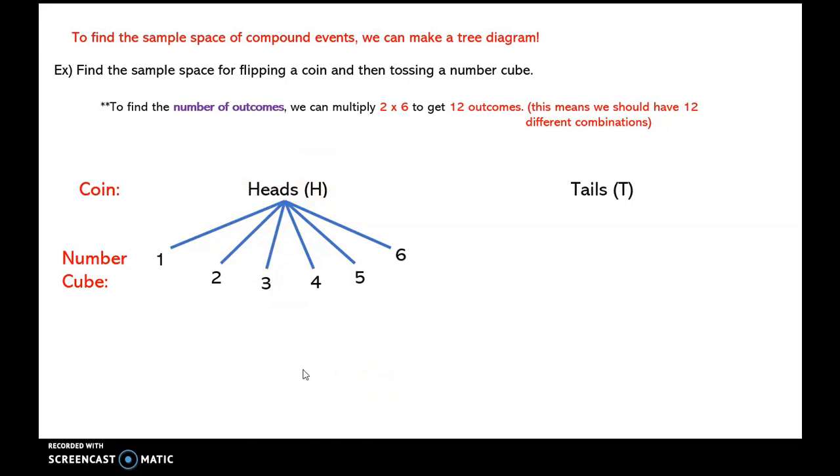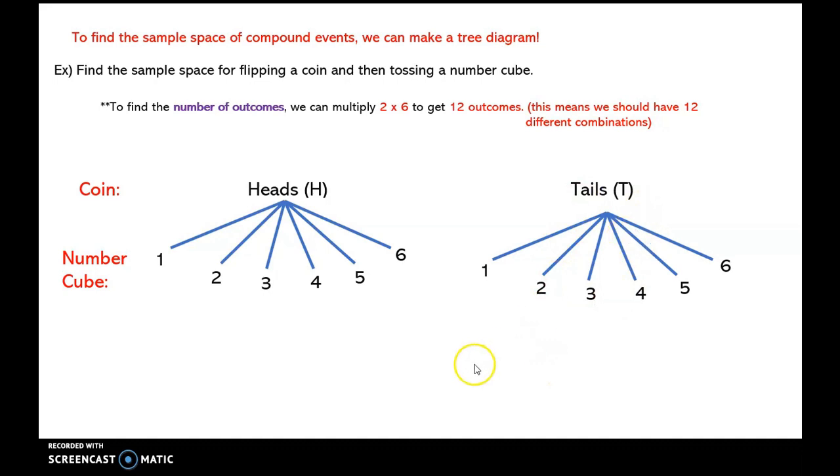Now what happens if we got tails first? Well, we would get tails and then 1 on the number cube, or we could get tails and then 2 on the number cube, or tails and then 3 on the number cube, and so on. So this is my sample space as a tree diagram.